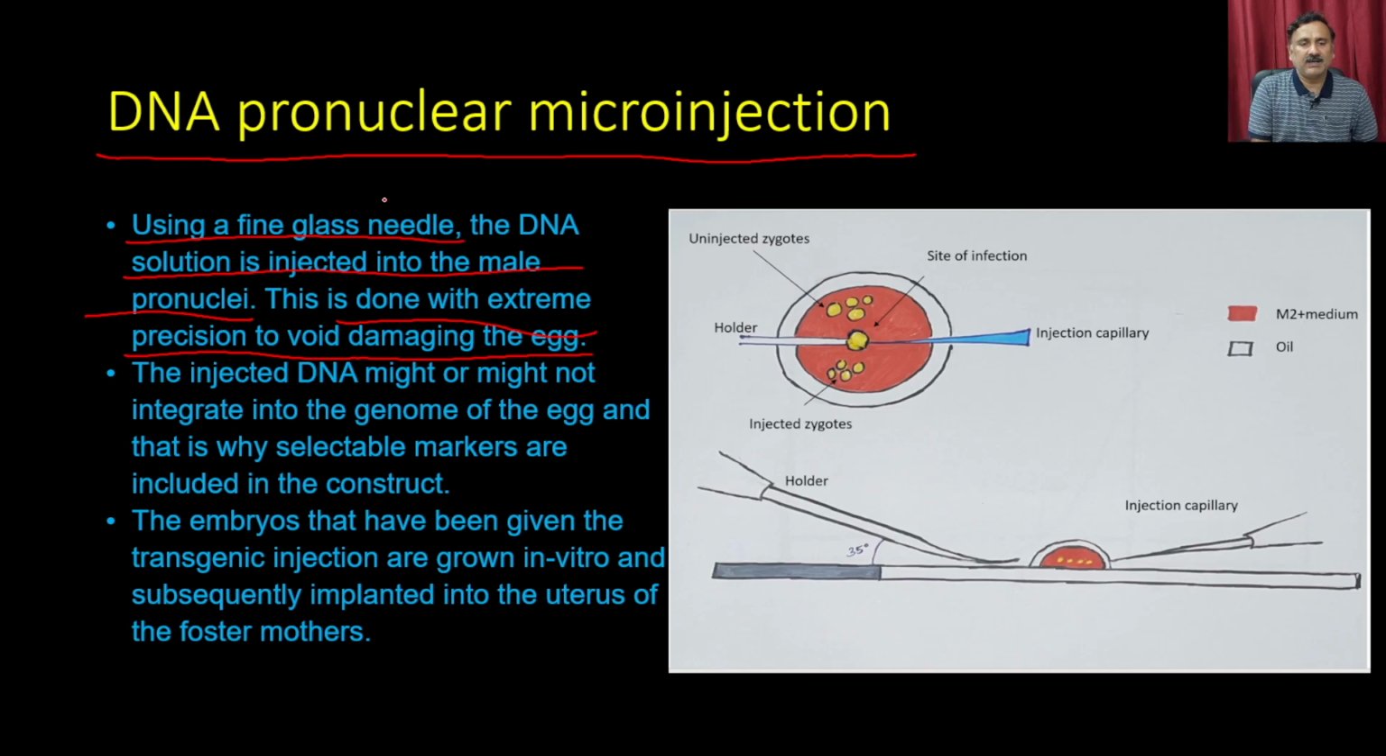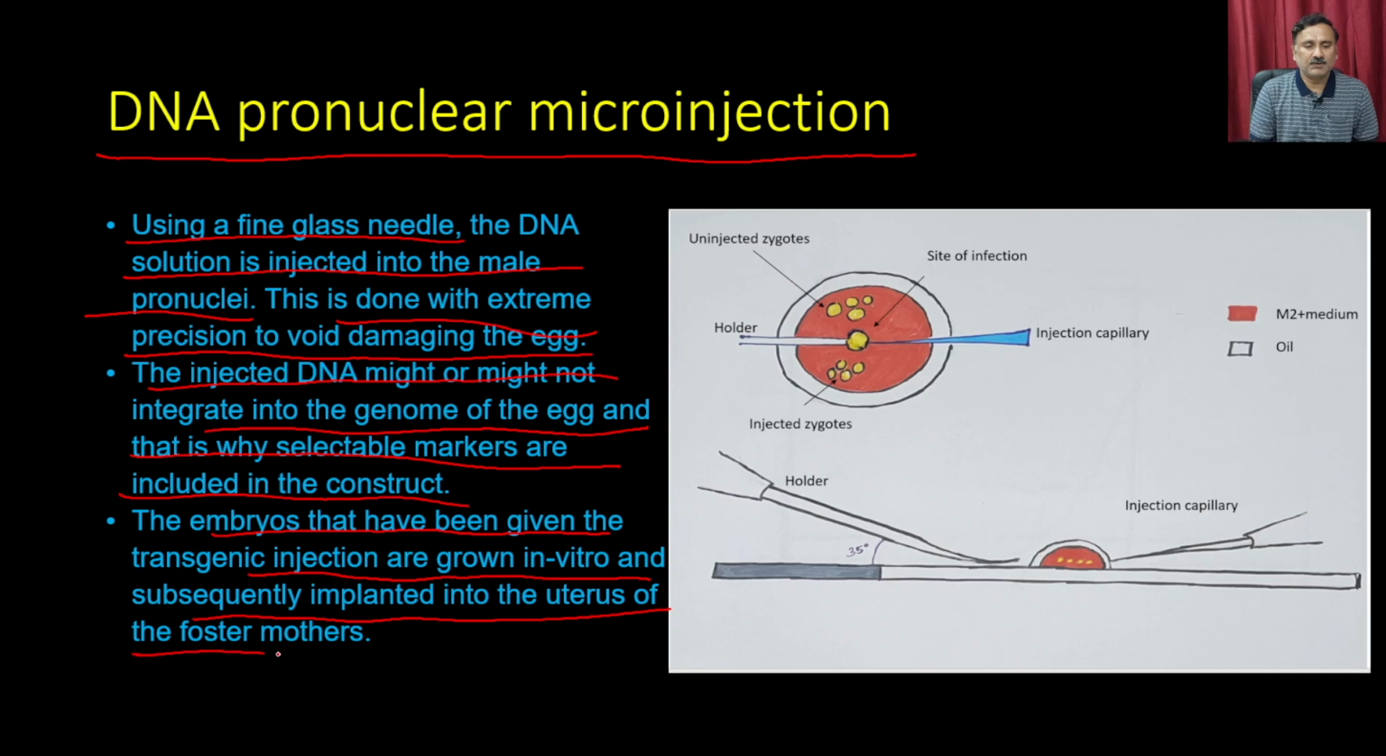So, using a fine glass needle, the DNA solution is injected into the male pronucleus, and then the injected DNA might or might not integrate into the genome of the egg, and this is why selectable markers are included in the construct. The embryos that have been given the transgenic injections are grown in vitro and then subsequently implanted into the uterus of the foster mother.